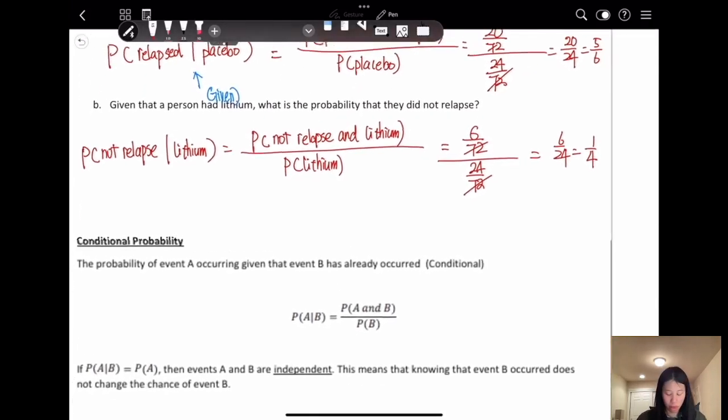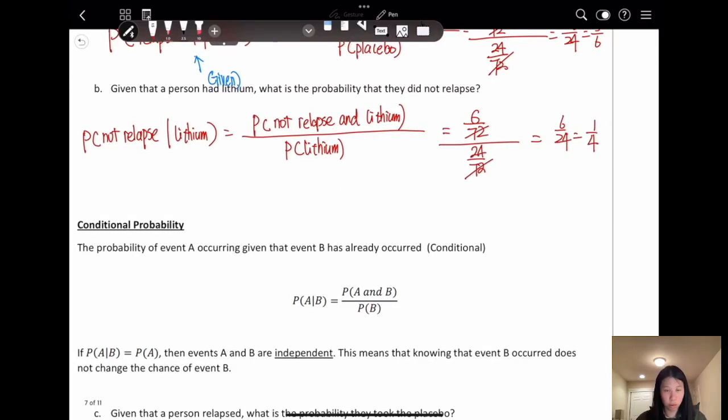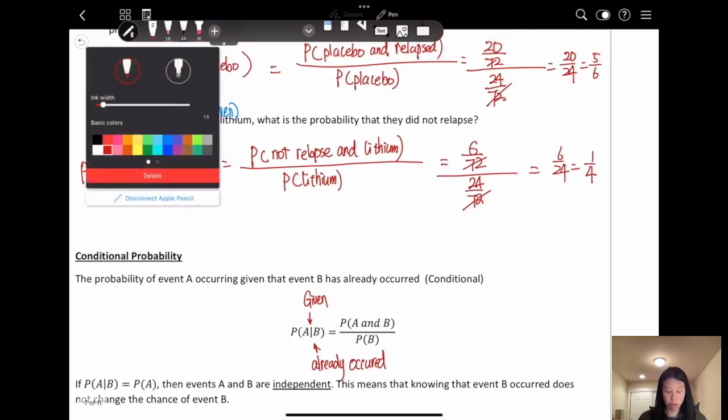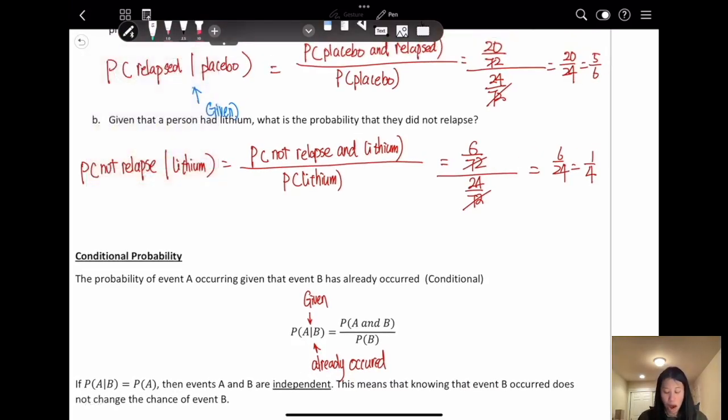Okay, so these are conditional probability. The probability of event A occurring given the event B had already occurred. That's the conditional, which is probability of A given B. B means it has already occurred. So when we're looking at, for example, this example 2b, we already know that the people already had the lithium. We're trying to find out the probability that they did not relapse.